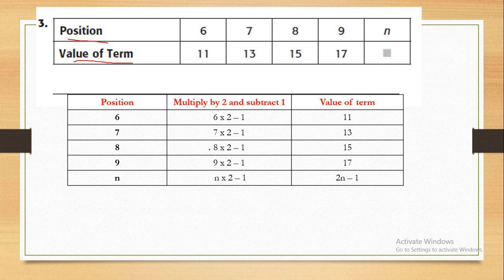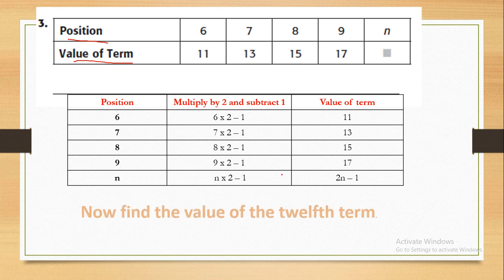8 will be 8 times 2 minus 1. 8 times 2 gives us 16, minus 1 gives us 15. The 9 will be times 2. 9 times 2 is 18, minus 1 gives us 17. And it will be n times 2 minus 1. We will write it as 2n minus 1.